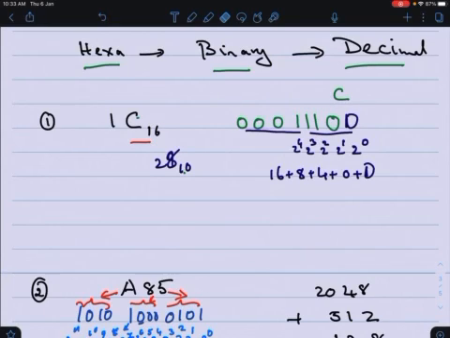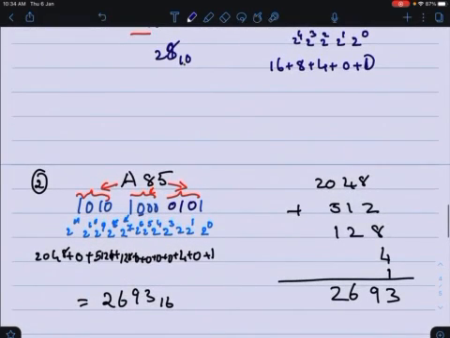Similarly, you just find it for A85. So 5 is 0 1 0 1, 8 is 1 0 0 0, and A is 1 0 1 0. So you can just calculate it, and it comes to 2693 to the base 10.